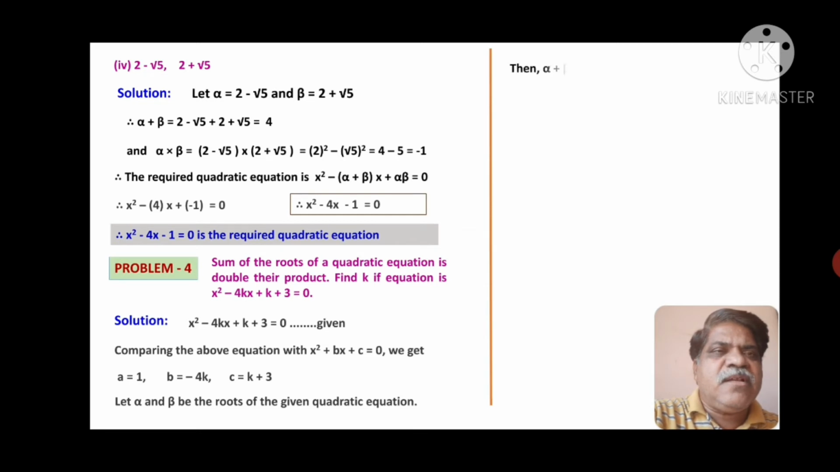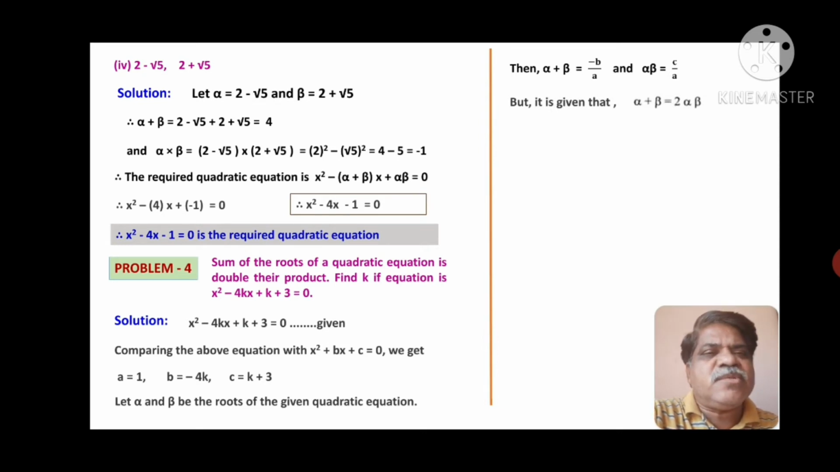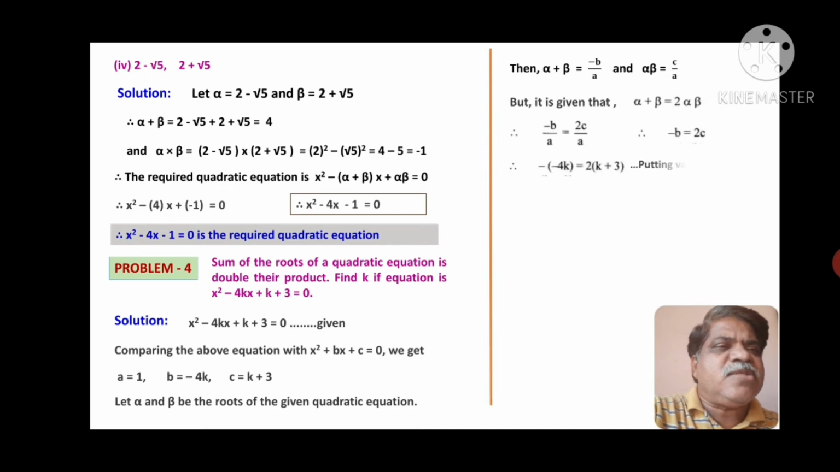Then we know that alpha plus beta is equal to minus b upon a. Now and alpha beta is equal to c upon a. Therefore, it is given that alpha plus beta is twice of alpha beta. What they have given? Sum of the roots, that is alpha plus beta, of a quadratic equation is double their product. Product is alpha into beta. So alpha plus beta is equal to 2 times alpha beta. Now we substitute the values of alpha plus beta and alpha beta. So alpha plus beta is minus b upon a is equal to 2 times c upon a. Now a gets cancelled and you are getting minus b is equal to 2c.